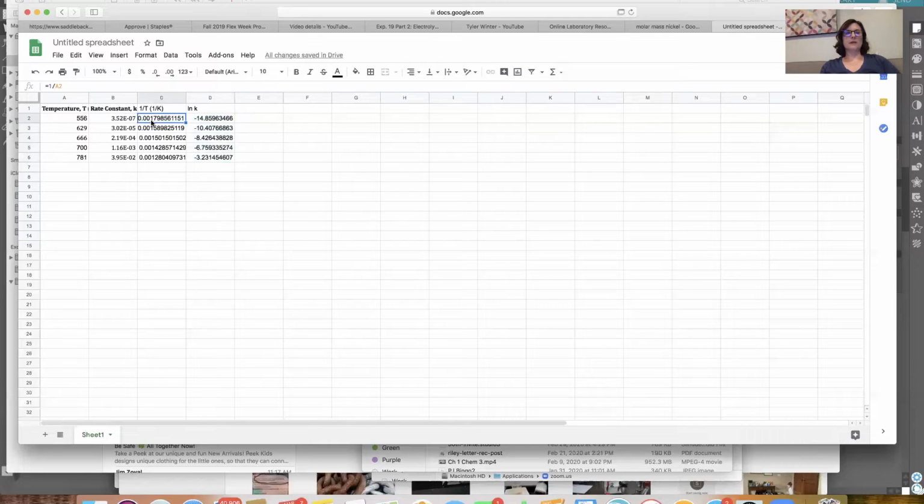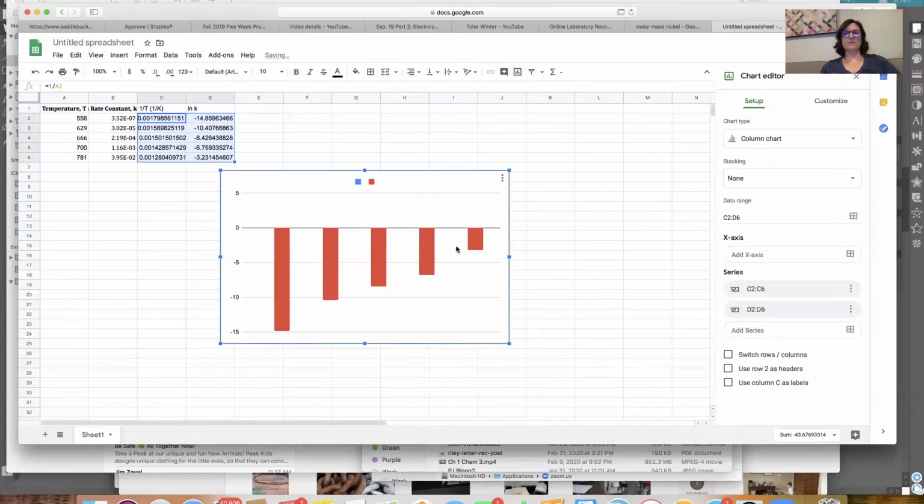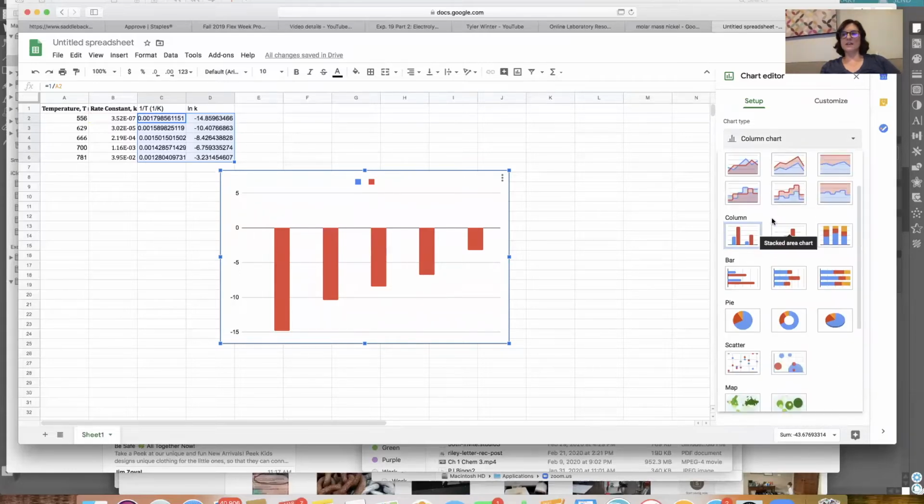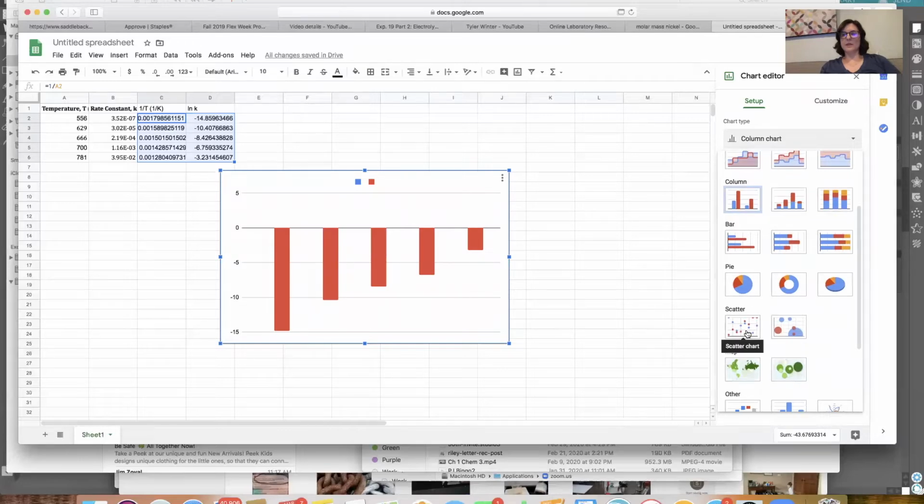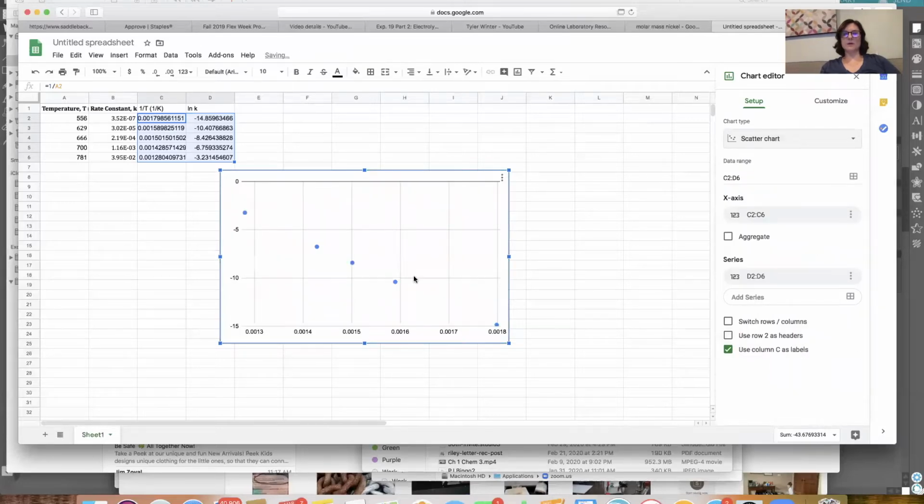Okay, so now I'm going to highlight to graph. To graph, I want to click on this graph icon, insert chart, and it looks kind of like a bar graph. And that's actually what it's going to give us, a bar graph, which we don't want. So I'm going to come over to the chart editor on the right and click on scatter. I want to click on a scatter chart, and it's going to give me my points.